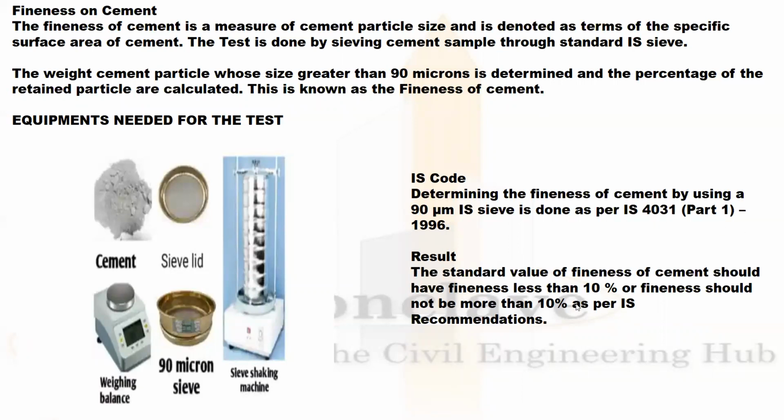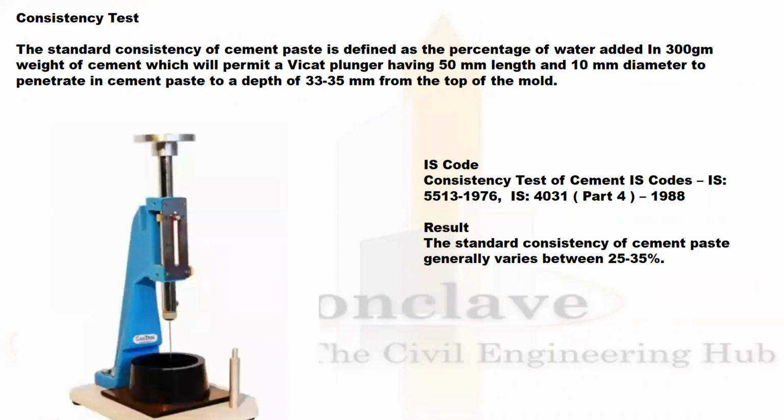Materials required: weight balance, 90 micron sieve, lid, sieve shaker. The reference is IS code 4031, 1996. Result: the standard value of the fineness of the cement should be less than 10%, that is, fineness should not be more than 10% as per the standard.